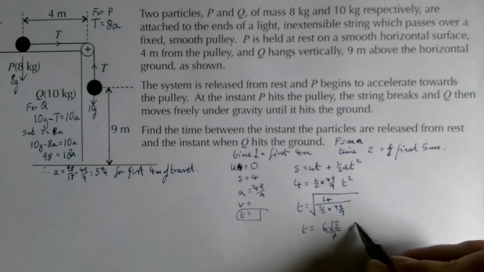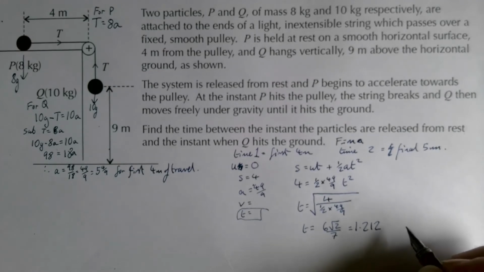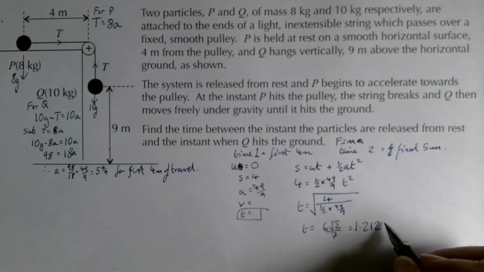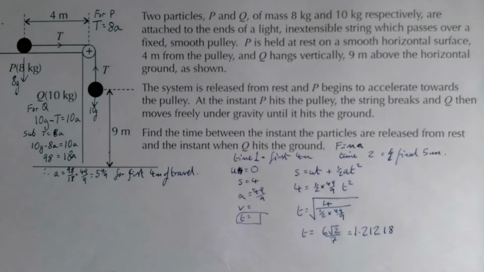And if you pop all of that into your calculator, you should be given 6 root 2 over 7, which is 1.212 seconds to 4 decimal places. In fact, that's 4 significant figures, but let's just stay safe. Anyway, so I blither on. So that's the end of the time 1 bit.